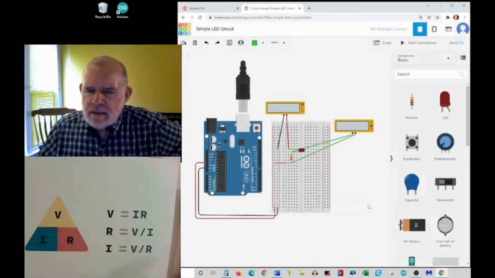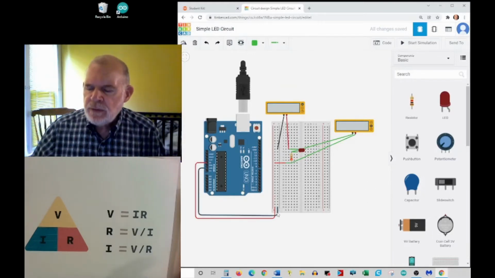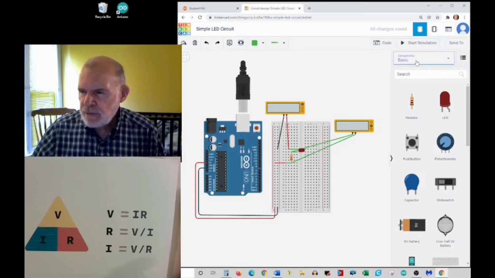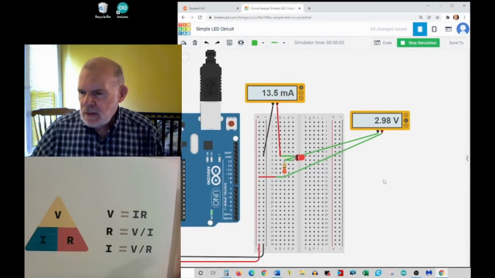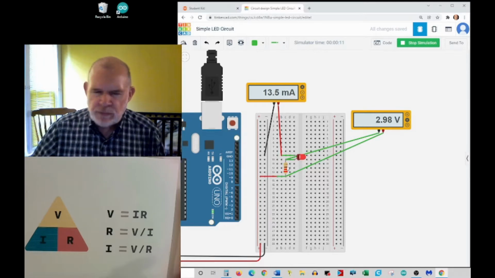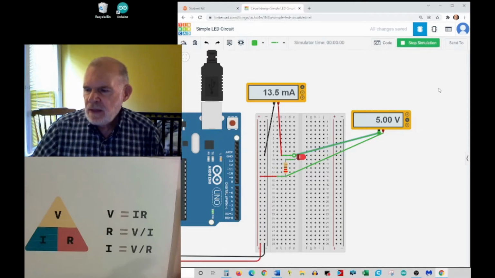So basically in a series circuit, the same current flows through everything, but they share the voltage, or what's called the voltage drop. The voltage across the resistor, as shown from what I had last time, is about 3 volts. The total across both of them is my 5 volts.